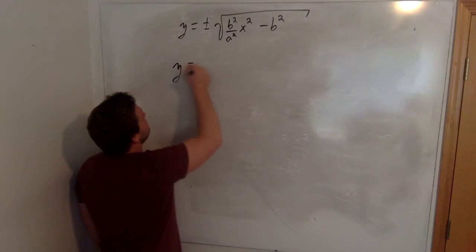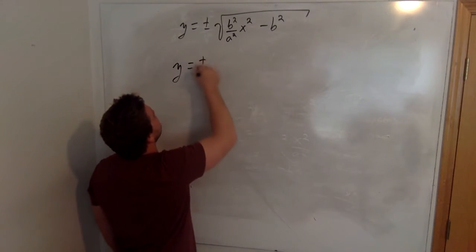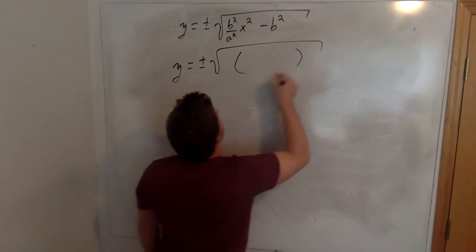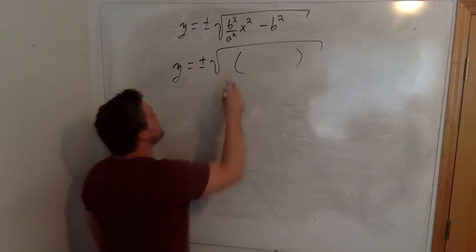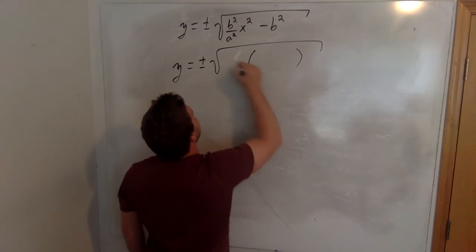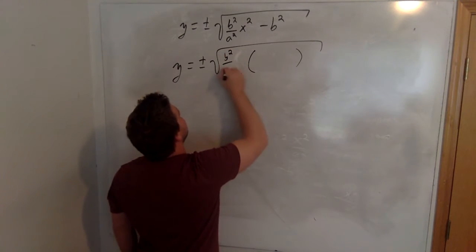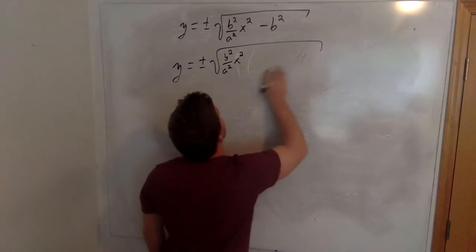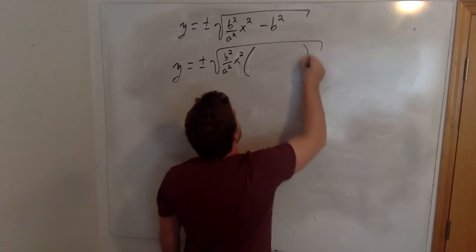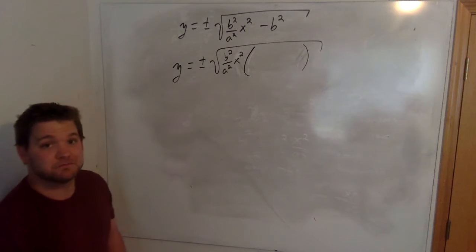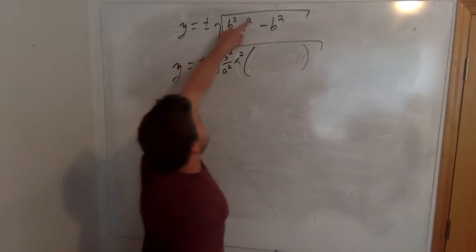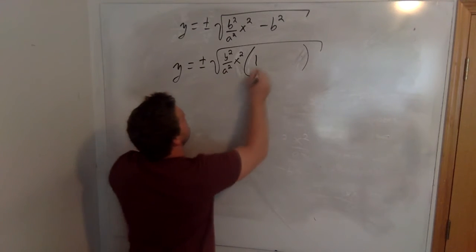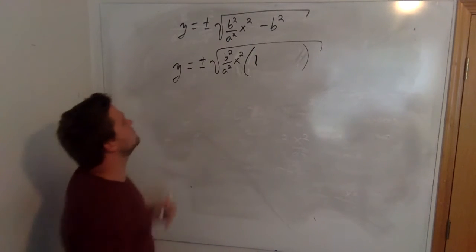I'll show you what I mean. So let's write this as y is equal to plus or minus the square root. Let's see if we can factor out. It'd be nice to be able to factor out a b squared, an a squared, and an x squared. Now I have to think about what would be left in the parentheses. Okay, I factored everything out of this term, so we should have a 1 here. So when this distributes back in, I'll get back to this piece.